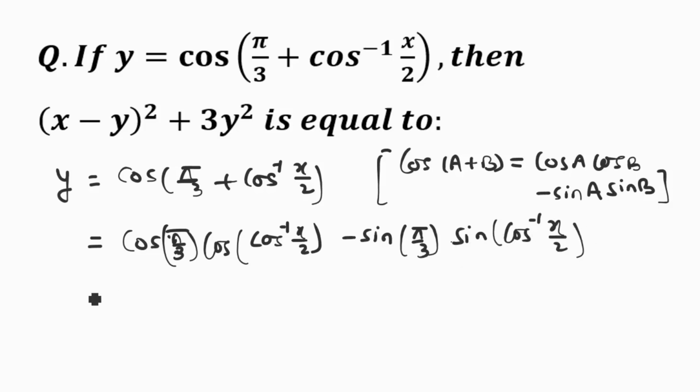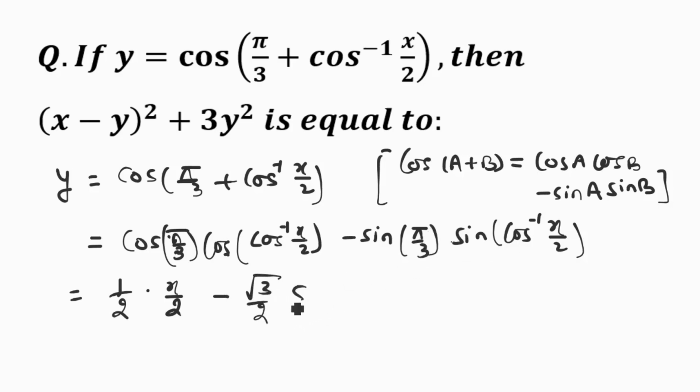So we know that cos pi by 3, cos 60, is basically 1 by 2, so I write here 1 by 2, and this is cos of cos inverse x by 2, which is x by 2. So minus sin pi by 3, sin 60, is basically root 3 by 2, right. The value of sin pi by 3 is root 3 by 2.